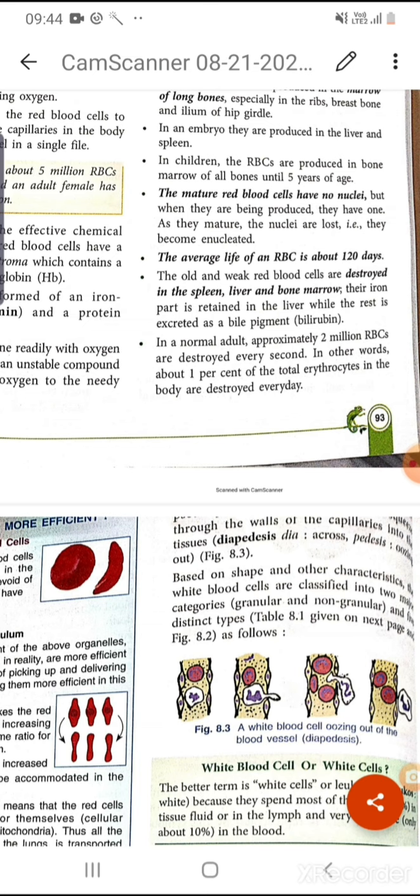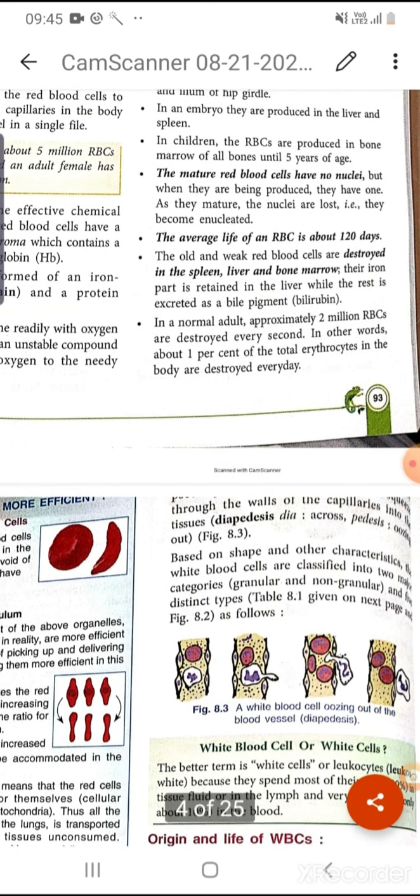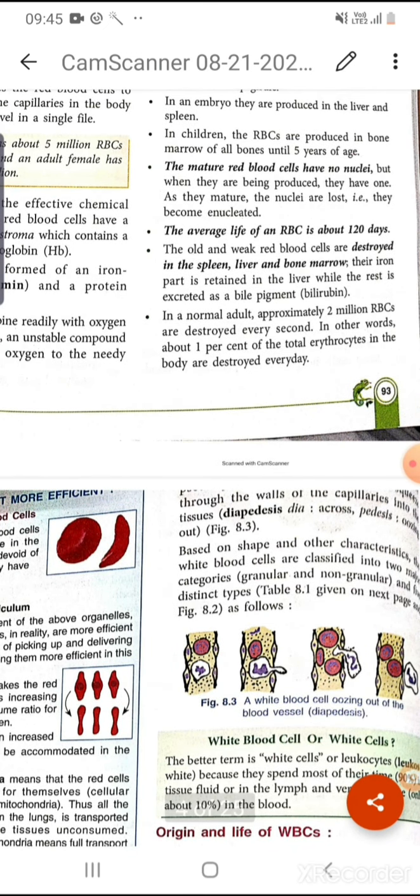Okay, so as they mature the nuclei are lost, and they become enucleated. That means the nucleus is absent there. Now the average lifespan of RBCs is about 120 days, and the old and weak red blood cells are destroyed in the spleen, liver, and bone marrow.